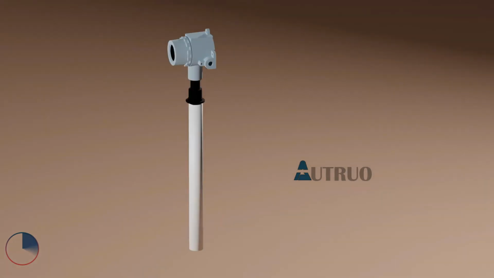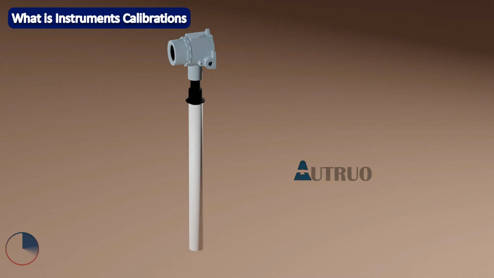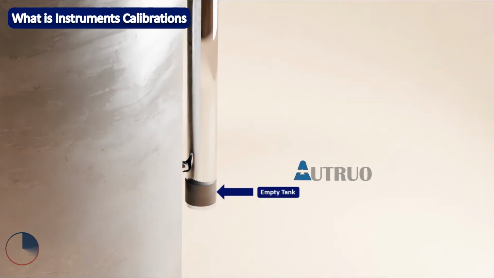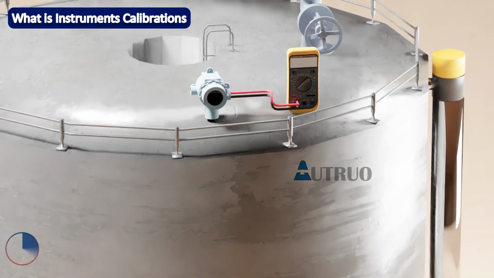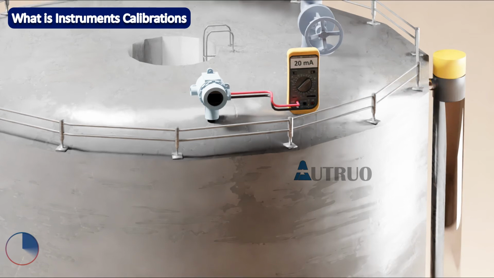So what is instrument calibration? Instrument calibration is the process of adjusting the instrument's output in a way that it will represent what is obtainable in reality. Which is when the tank is empty, the output signal coming from the instrument should be 4 milliamps. And when the tank is at maximum, the output signal coming from the instrument should be 20 milliamps.